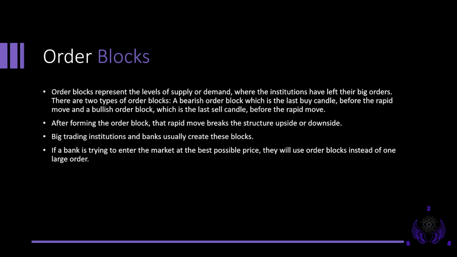After forming the order block, that rapid move breaks the structure upside or downside, where the smart money enters, and big money, also known as institutions and big banks, like we talked about in session 1. Big trading institutions and banks usually create these blocks, and if a bank is trying to enter the market at the best possible price, they will use order blocks instead of one large order. That's why it's important to know and to spot where order blocks are.